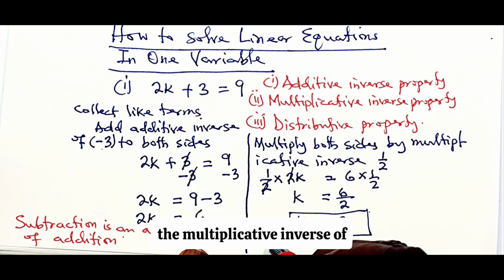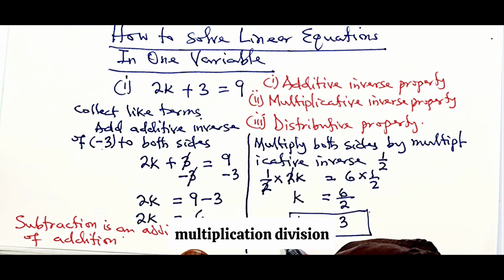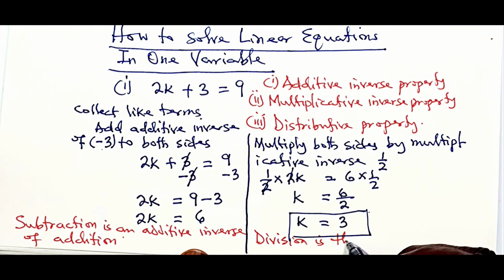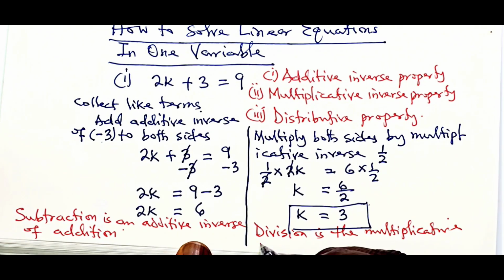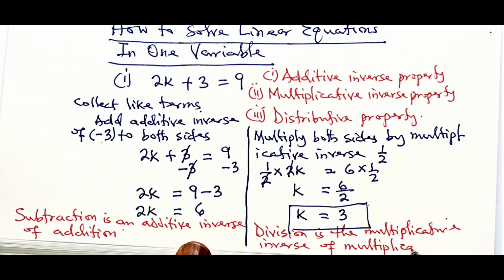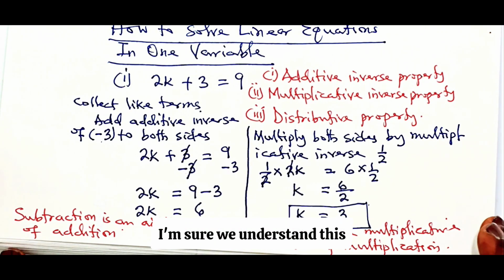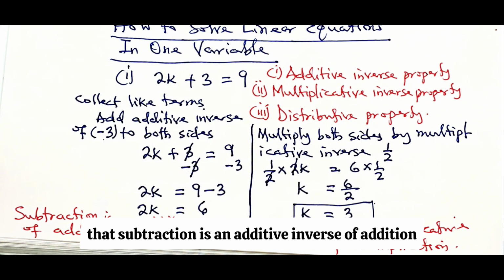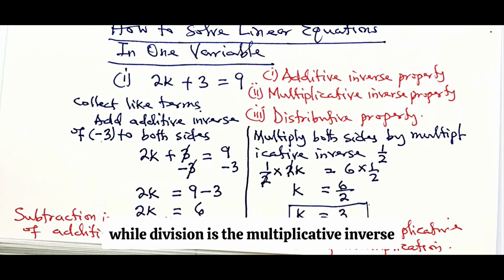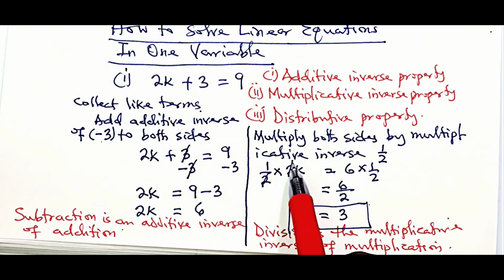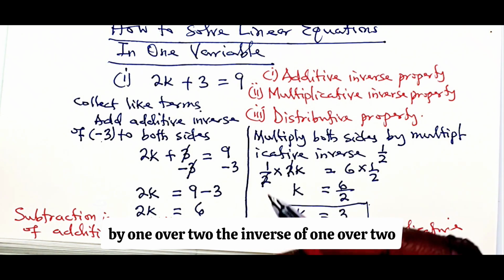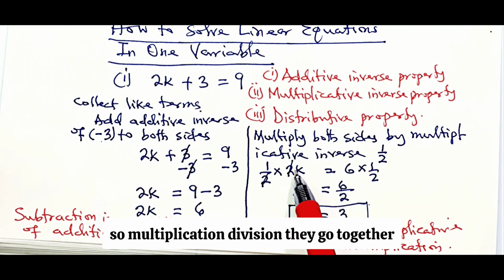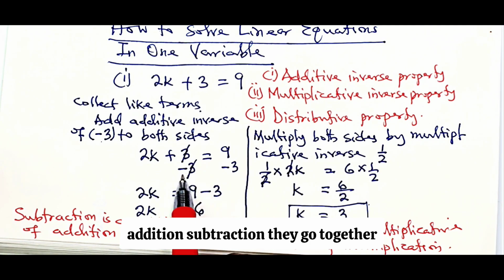So let's look at the multiplicative inverse. Division is the multiplicative inverse of multiplication. I'm sure we understand this, that subtraction is the additive inverse of addition, while division is the multiplicative inverse of multiplication. That's why when we want to cancel out this 2, we multiply by 1 over 2. So multiplication and division, they go together. Addition and subtraction, they go together.